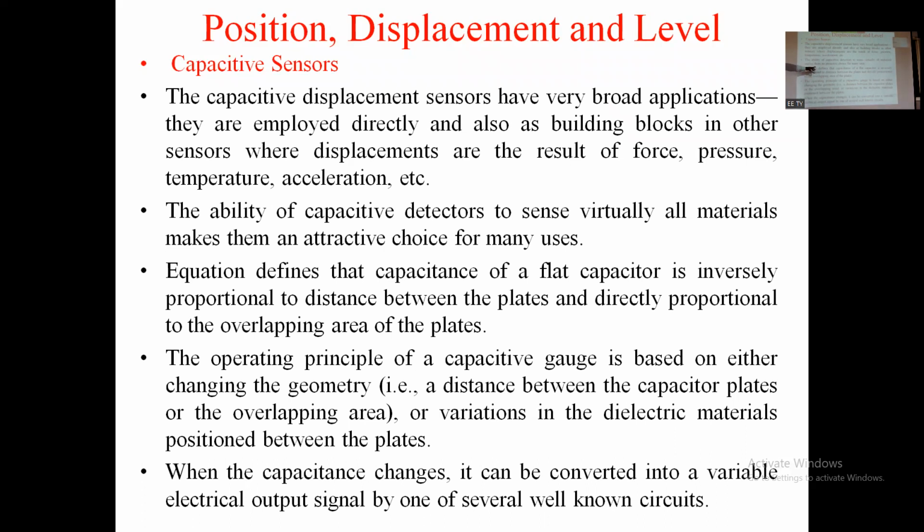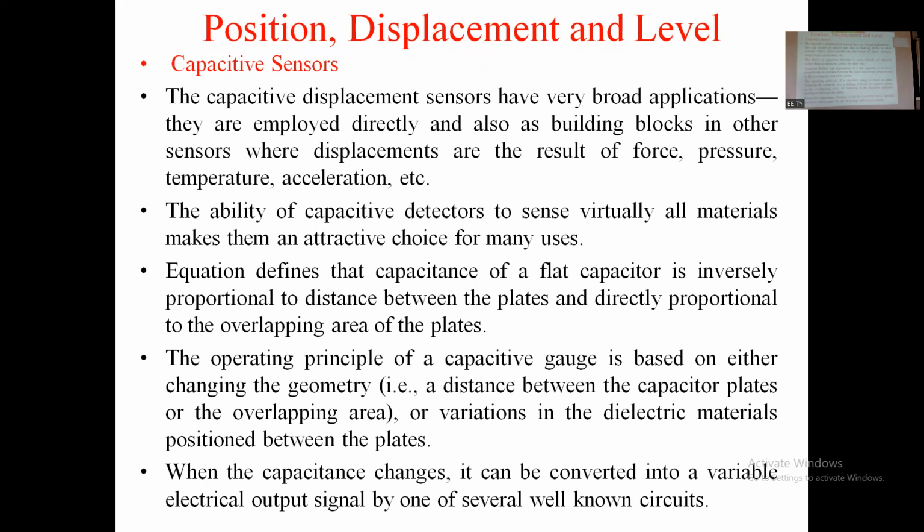Here the equation defines the capacitance of that capacitor: C equals epsilon A divided by D. It is inversely proportional to distance, right? So C equals epsilon A divided by D, that means C is directly proportional to A divided by D. The capacitance of the capacitive plate is inversely proportional to the distance between two plates, and it is directly proportional to the cross sectional or overlapping area of the plate.